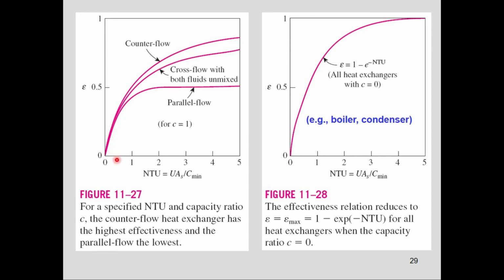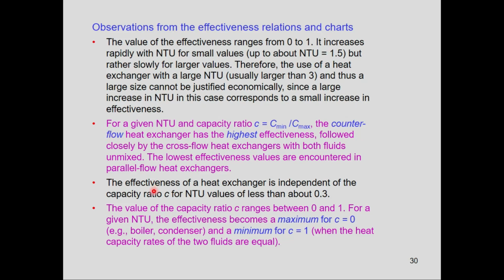So for the value of the NTU which is less than 0.3, we cannot differentiate between the different lines of the capacity ratio. So what the third point is saying is that the effectiveness of the heat exchanger is independent of the capacity ratio C for NTU values less than 0.3. And the last point is that the value of the heat capacity ratio C always ranges from 0 to 1.